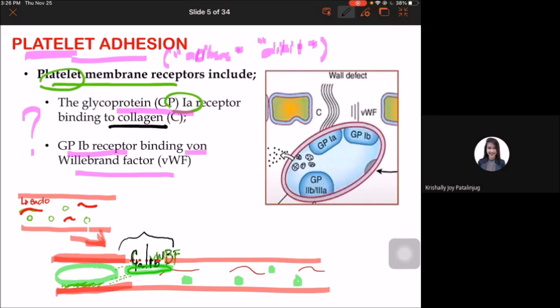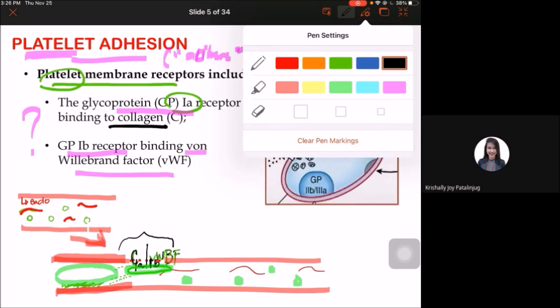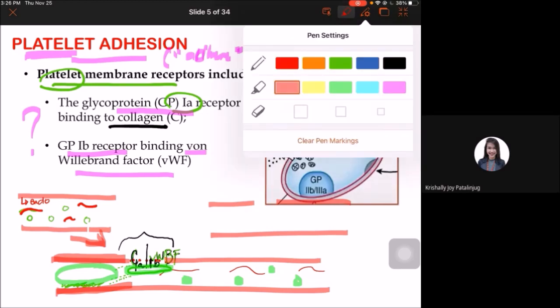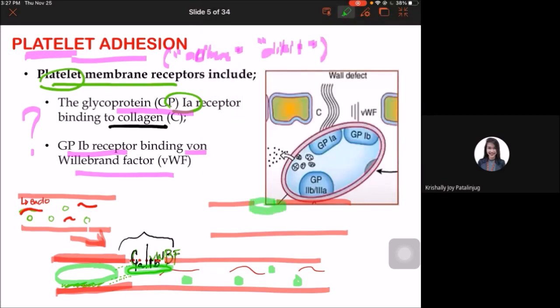Okay, so next. Let me draw once more. Okay, the figure I have shown. Halimbawa, draw ko ulit. Example, ito yung blood vessel. And then we have here kulay green, di ba? Nag-adhere na. Yung kulay green, yung first platelet. Initially adhered platelet. Meron na. So siya yung unang dumikit.